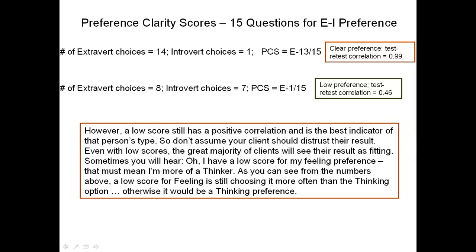However, a low score is still a positive correlation and is the best indicator of that person's type. So don't assume your client should distrust their result. Even with low scores, the great majority of clients will see their result as fitting. Sometimes you will hear, oh, I have a low score for my feeling preference. That must mean I'm more of a thinker. As you can see from the numbers above, a low score for feeling is still choosing feeling more often than thinking. Otherwise, it would be a thinking preference.